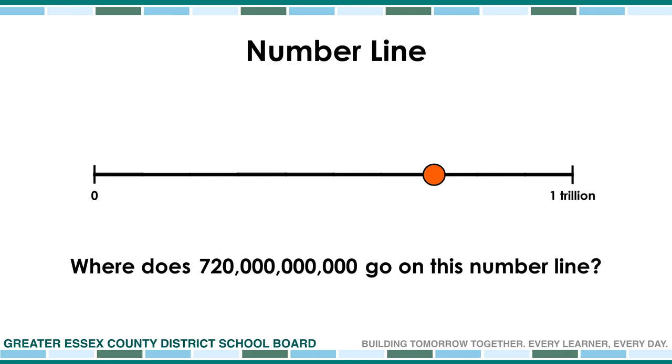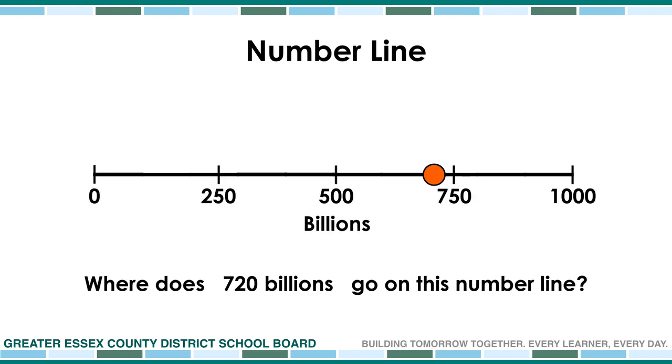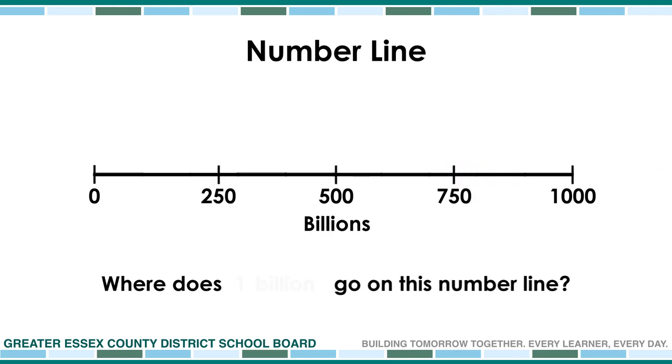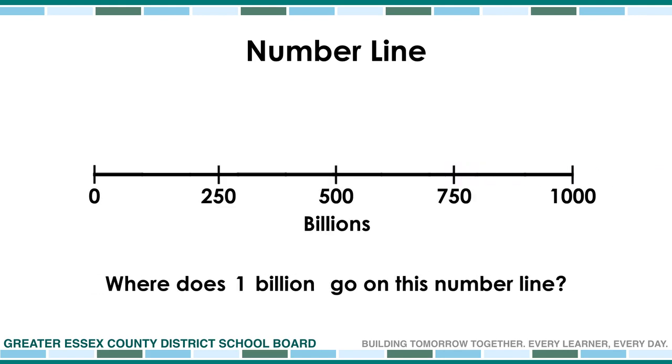So when we ask a question like, where does 720 billion go on this number line? This problem is much easier to handle. So next time you're grappling with numbers that just seem too large, remember the importance of magnitude and try to visualize the quantities you're working with linearly. Then, even seemingly challenging problems will be accessible.